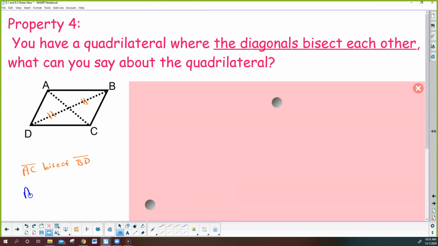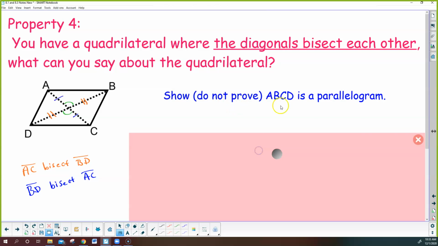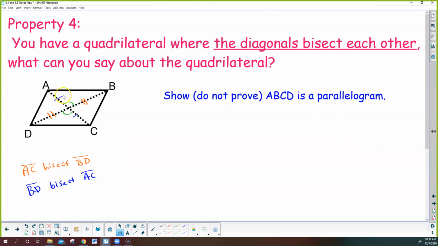Now, what if it's written the other way around? Because diagonals bisect each other. So what if I say BD bisects AC? Okay, now BD is cutting AC into two equal pieces. Well, look at what that did. The diagonals actually have two congruent sides. And if I use vertical angles, now all of a sudden, and I'm not going to do a full proof, I'm going to show but not prove that this is a parallelogram.